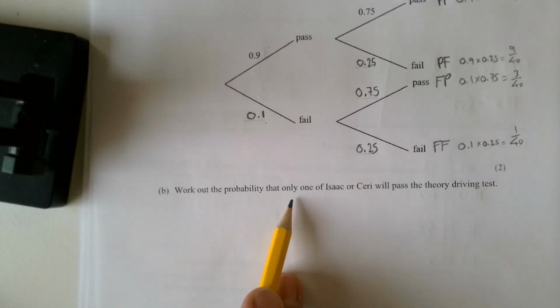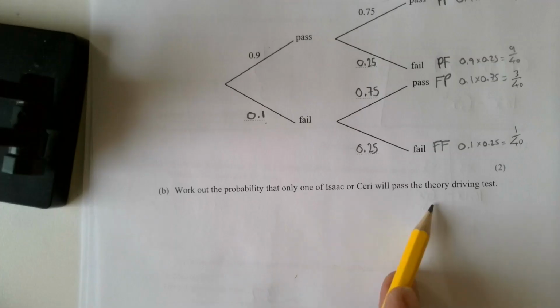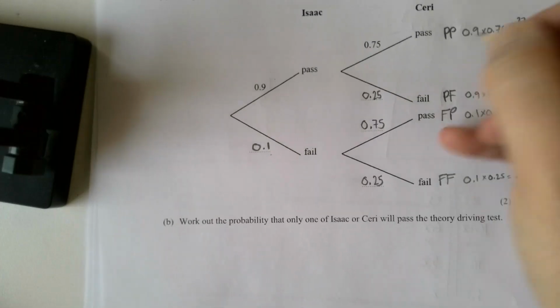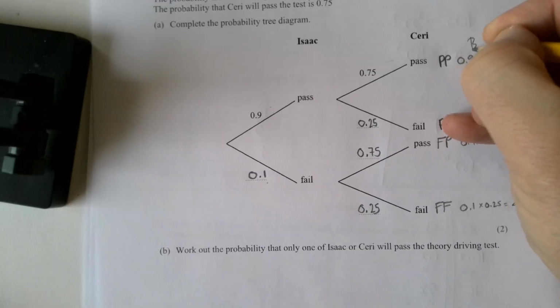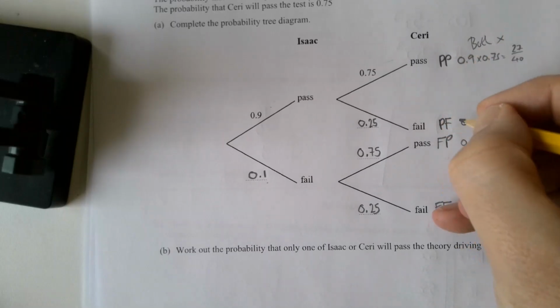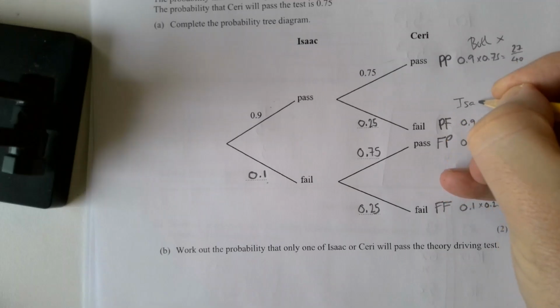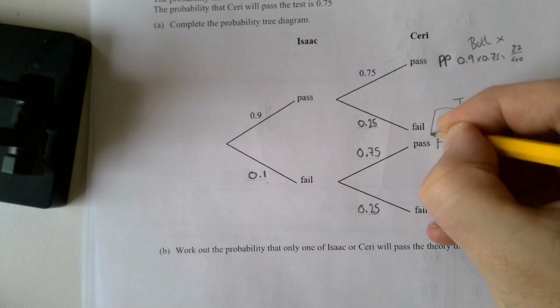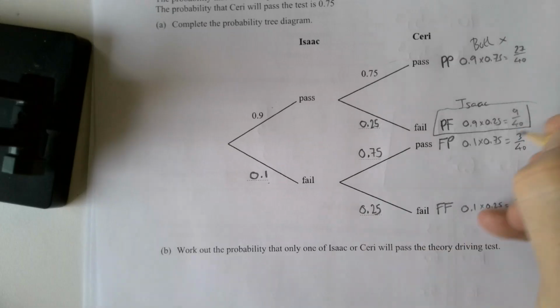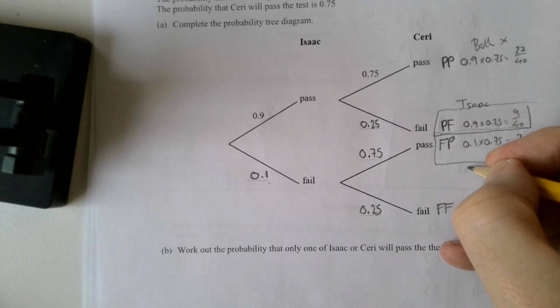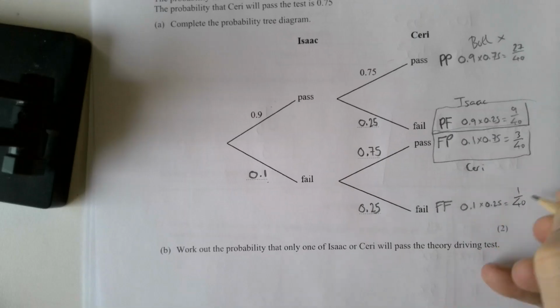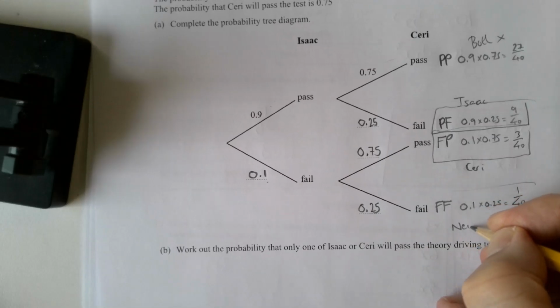Work out the probability that only one of Isaac or Kerry will pass their theory test. This one is they've both passed. That's both, so that's not going to help us. We're not interested in that. This one's just Isaac, so I am interested in just Isaac passing. This one's just Kerry passing, so I'm interested in that one too. And this one is neither of them passing, so I don't care about that.